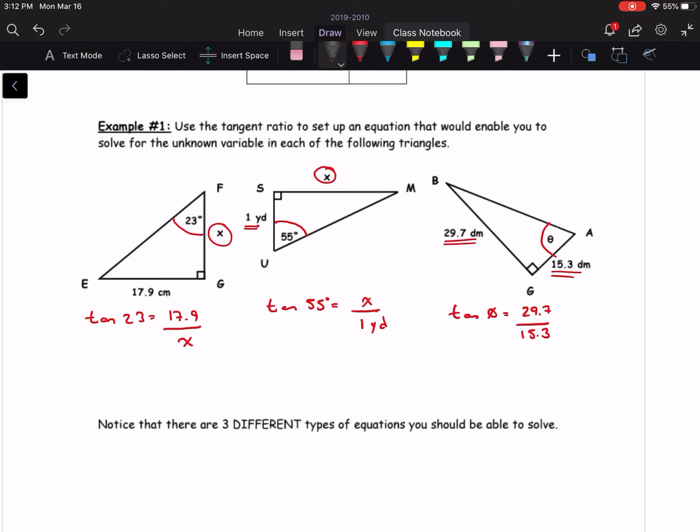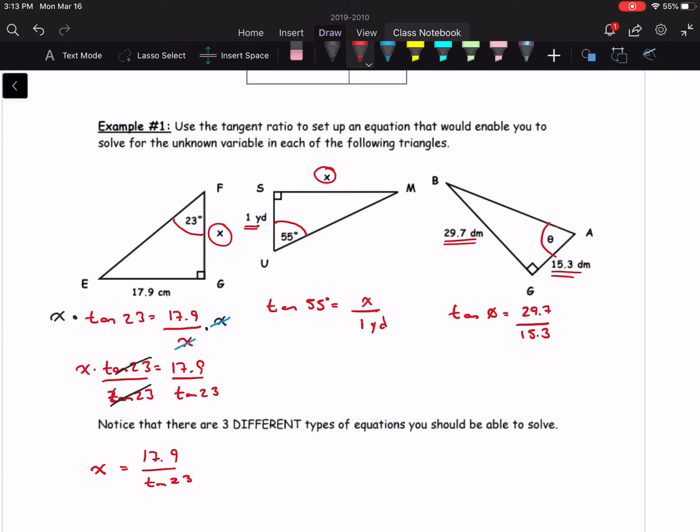Okay, let's take a look at solving each of them. In the first triangle, I want to solve for x, so I'm going to multiply both sides by x to get x up into my numerator. We can see that the x's cancel out, and now I have the equation x times tan 23 is equal to 17.9. Then I'm going to divide both sides by tan 23, and I'm going to get x is equal to 17.9 over tan 23, because tan 23 canceled out on both sides.